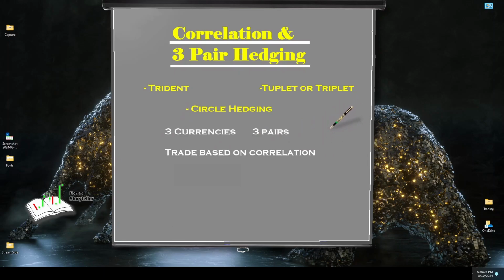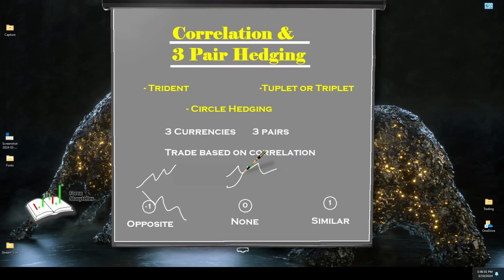But first, just a quick review on correlation. It goes between -1, 0, and 1. If the correlation is -1, that means the pairs are doing exactly the opposite. If price is going up on one, for example, it'll be going down on another. If it's zero, they'll be kind of sideways. Maybe one might be going up and one sideways. They're just not going to be doing the same thing at all.